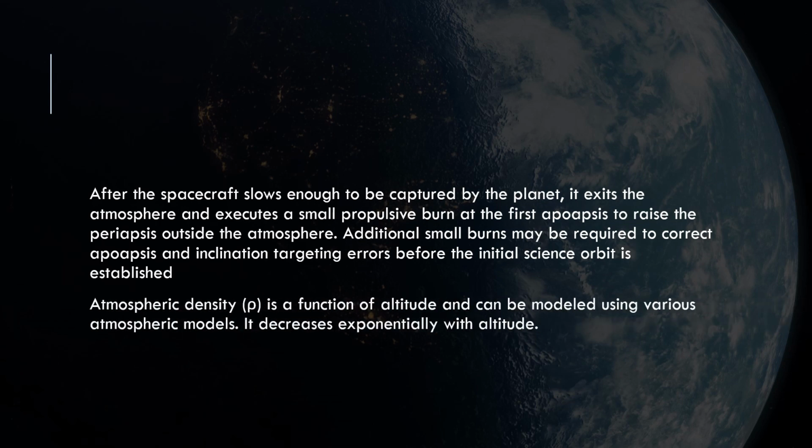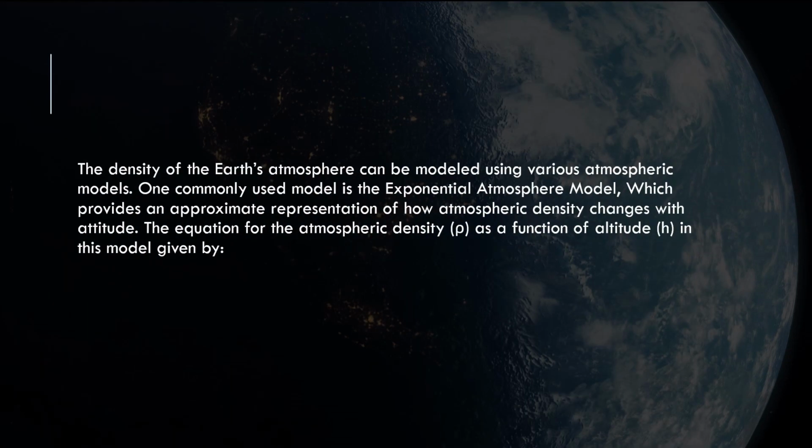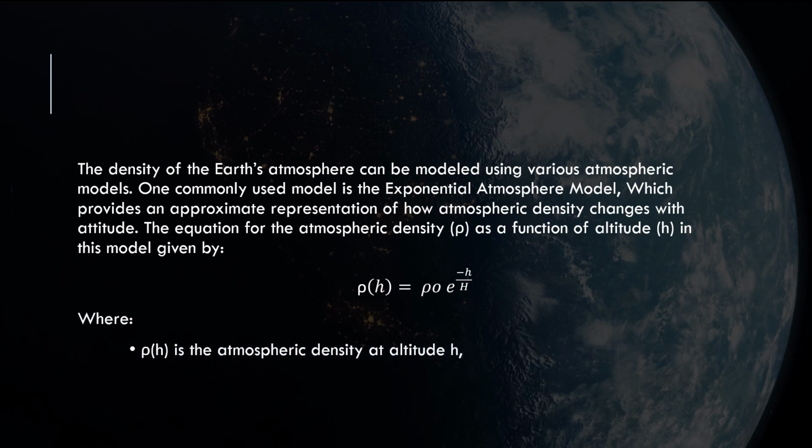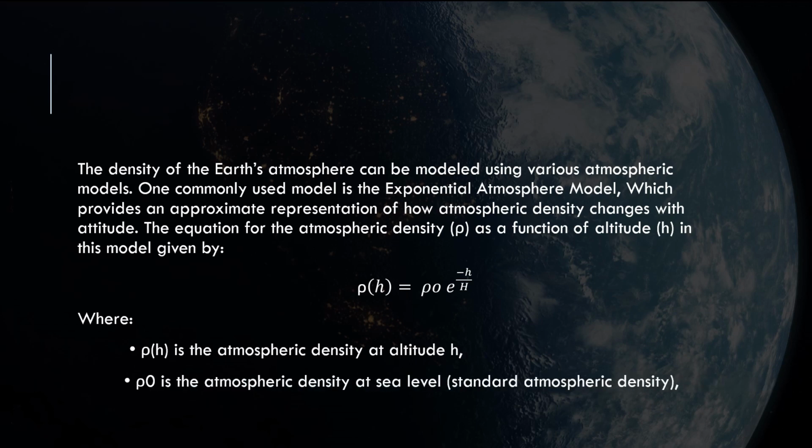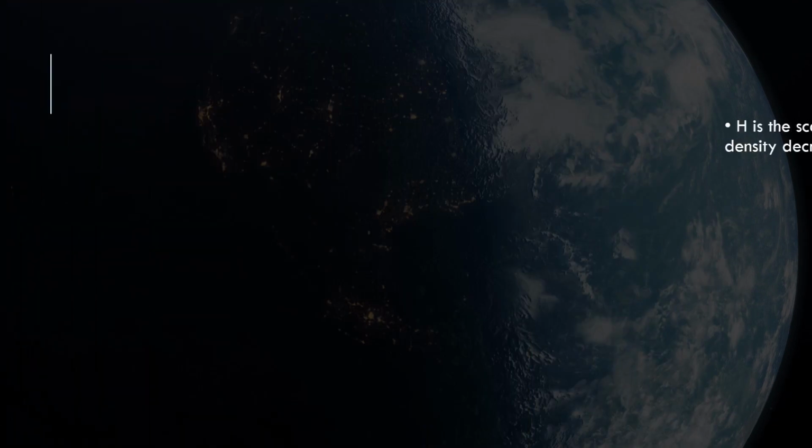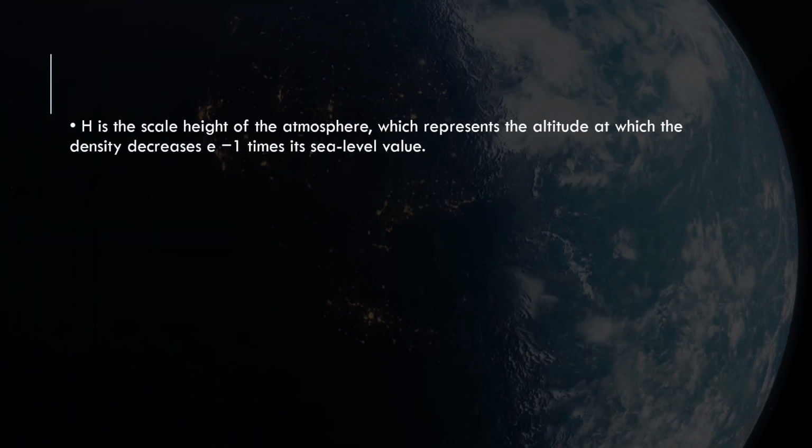Atmospheric density ρ is a function of altitude and can be modeled using various atmospheric models. The equation for the atmospheric density ρ as a function of altitude h is given by ρ(h) = ρ0 × e^(−h/H), where ρ(h) is the atmospheric density at altitude h, ρ0 is the atmospheric density at sea level, and capital H is the scale height of the atmosphere, which represents the altitude at which the density decreases to e^(−1) times the sea level value.